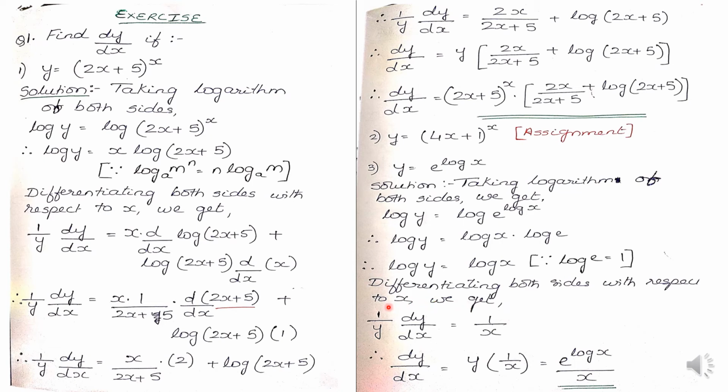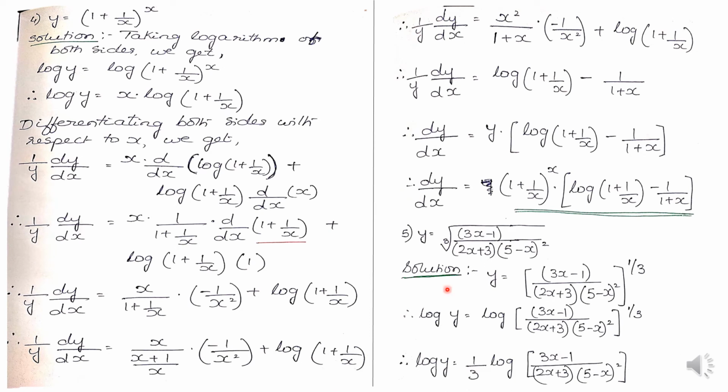Because differentiating both the sides with respect to x, we get 1 upon y dy by dx is equal to 1 upon x. Because only log x is remaining on the RHS, that is why. So dy by dx becomes y into 1 upon x. Now y is e raised to log x. So the answer is e raised to log x upon x. Okay, let us see the next sum as well here.